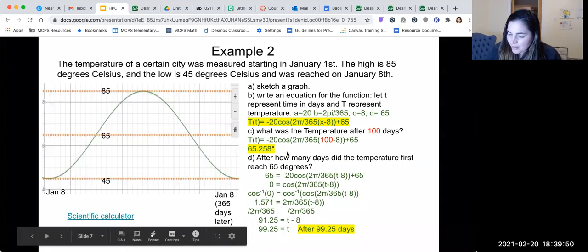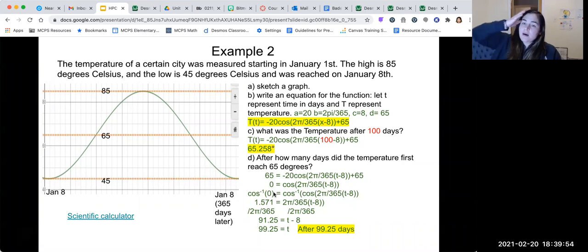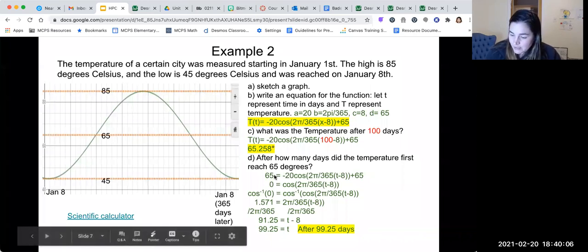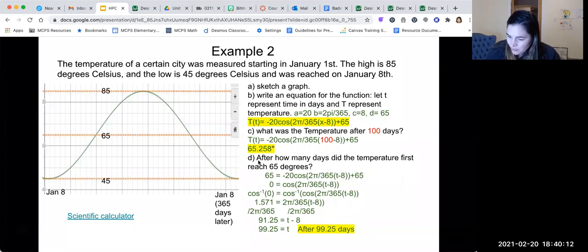Okay, and then this D is a little bit tricky. It deals with inverse, which we're going to talk about a little bit in the lesson after this. So after how many days did the temperature first reach 65 degrees? That's when we're plugging 65 degrees in for basically your y, for your dependent variable, for your big T of x. So 65 equals the expression that we wrote, okay? And we're solving for x. So we're just doing it bit by bit.